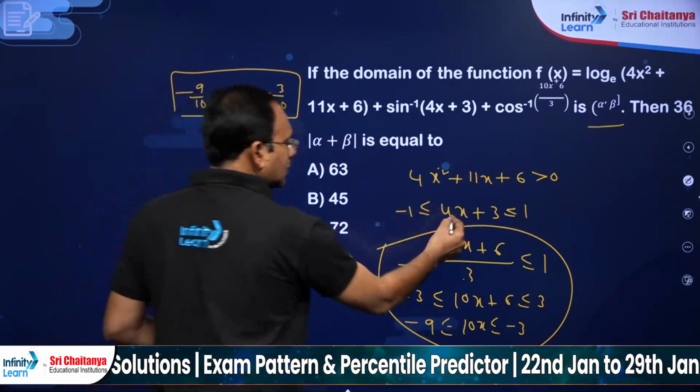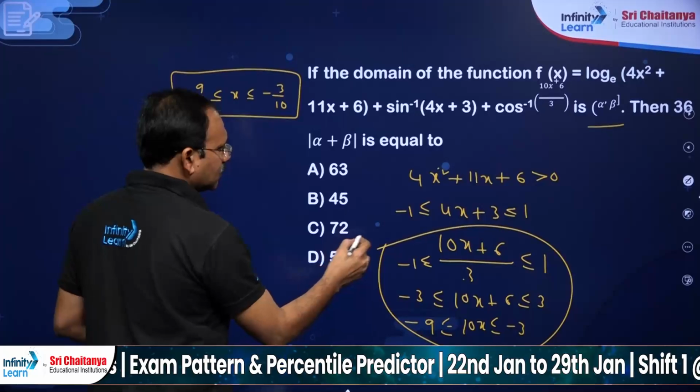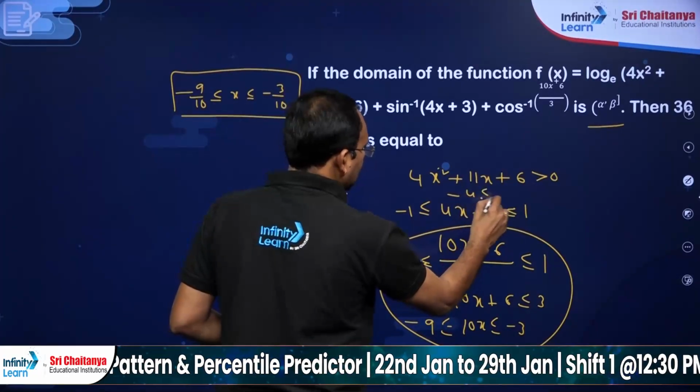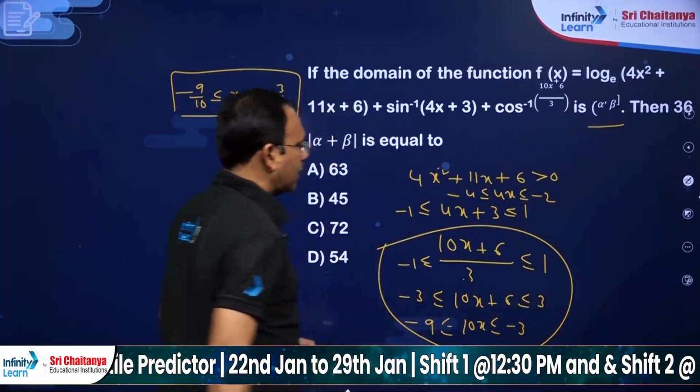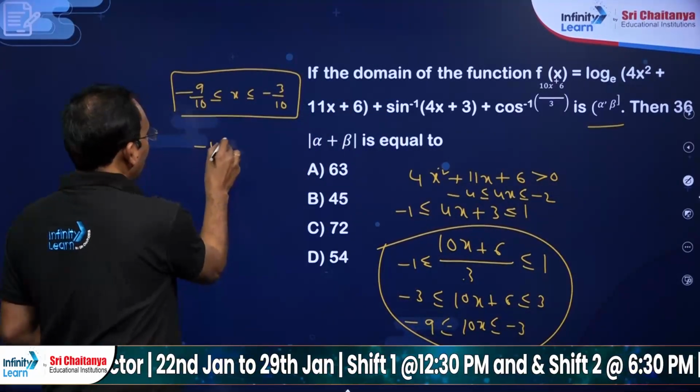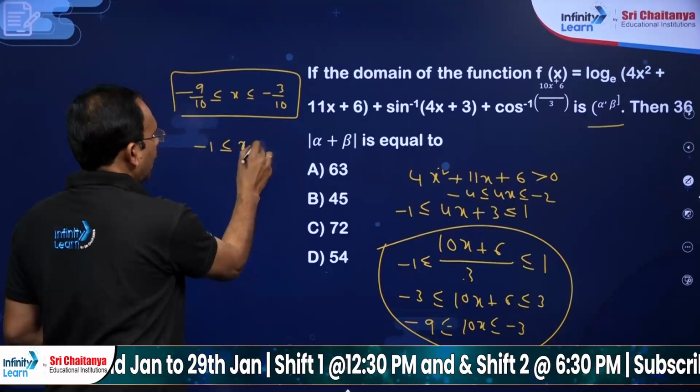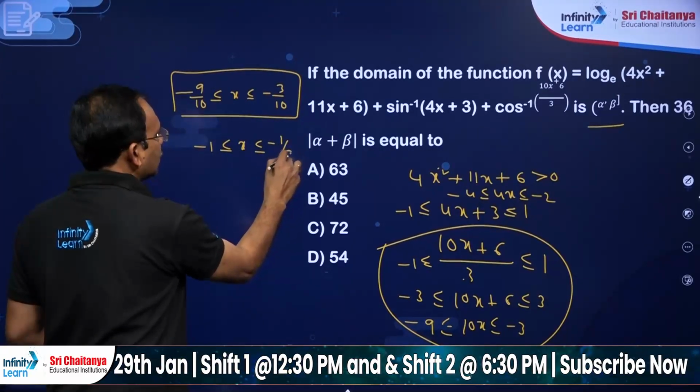So here to solve this, subtract 3 so that this becomes minus 4 less than or equal to 4x less than or equal to 1 minus 3 is minus 2. Divide with 4, minus 1 less than or equal to x less than or equal to minus 1 by 2.